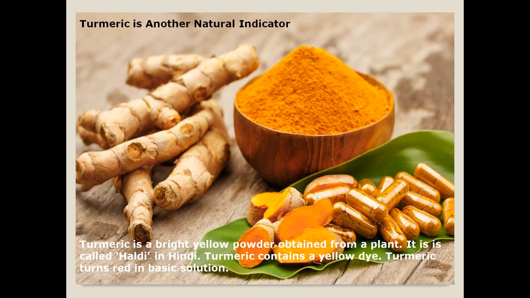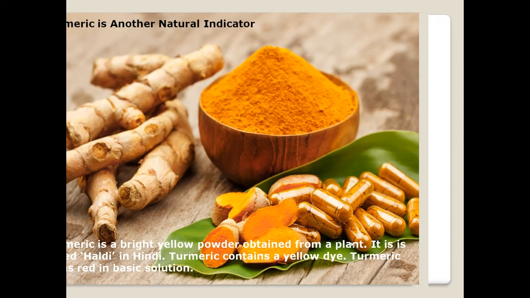Here is turmeric. Turmeric is another natural indicator. We all know that turmeric is a bright yellow powder and it is obtained from a plant. It is also called haldi in Hindi. Turmeric contains a yellow dye. Turmeric turns red in basic solution. So if you put a pinch of turmeric in basic solution, then it will turn red.